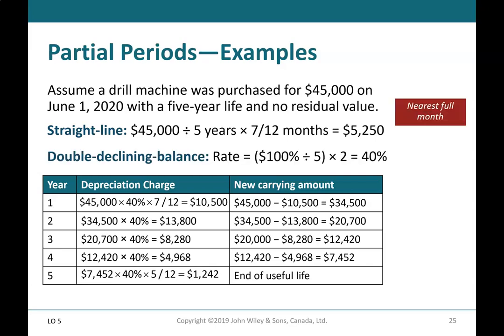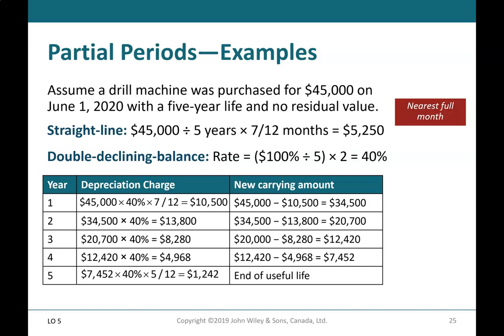So we just go to the nearest full month. Then with the double declining balance rate, you would do your 100% divided by 5, multiply that by 2, and that gives you 40%. So in the first year, you're going to do that partial month again, the 7 out of 12 months. So when you're determining the depreciation charge, you're going to take the $45,000, which is the full year, times 40%, and then you multiply that by 7 out of 12 months just to get the depreciation for that last 7 months, and that's $10,500.